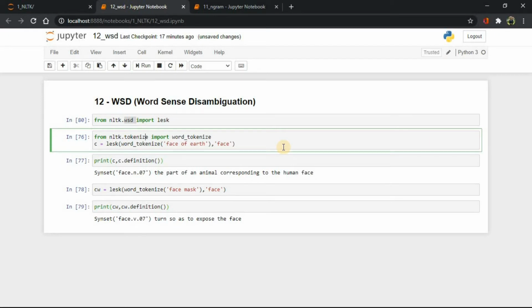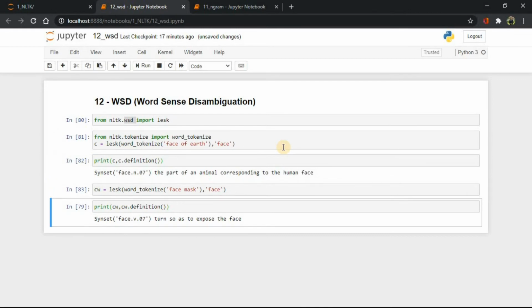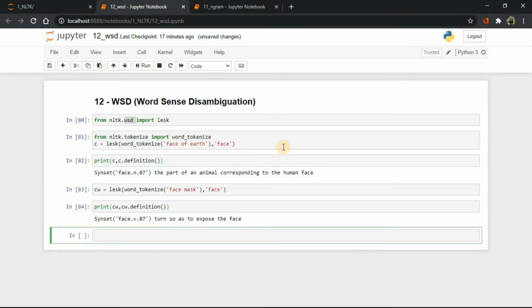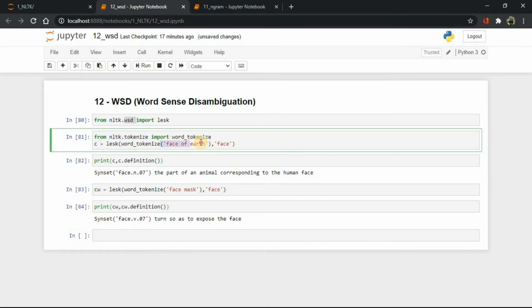Given an ambiguous word and the context in which the word occurs, Lesk returns a synset with the highest number of overlapping words between the context sentence and different definitions from each synset. You can see it here in this example. Here, face has two different meanings.